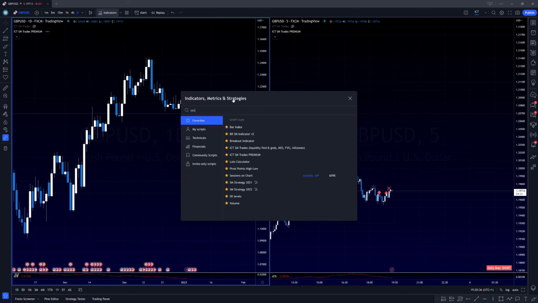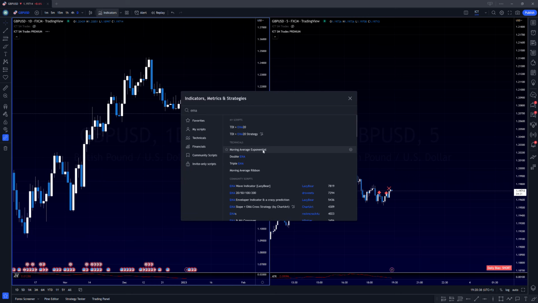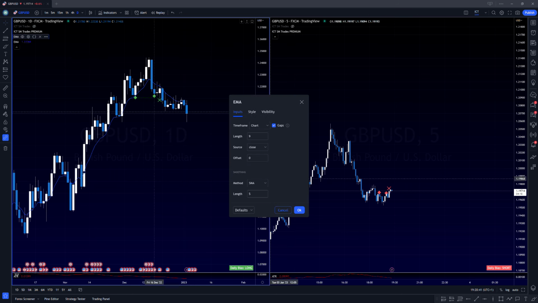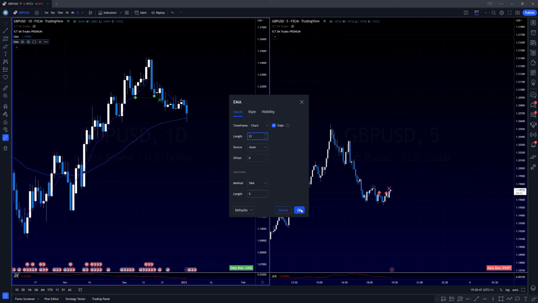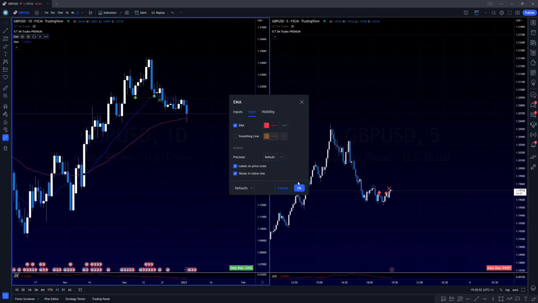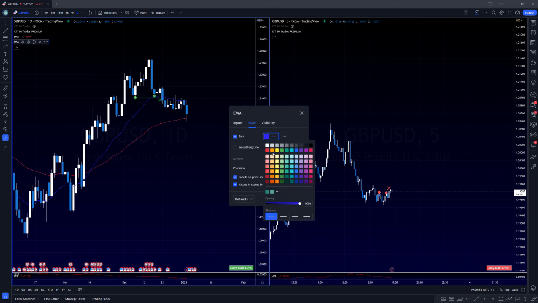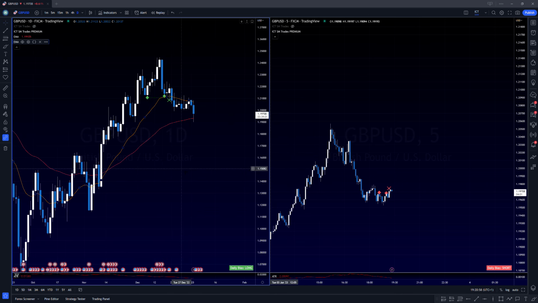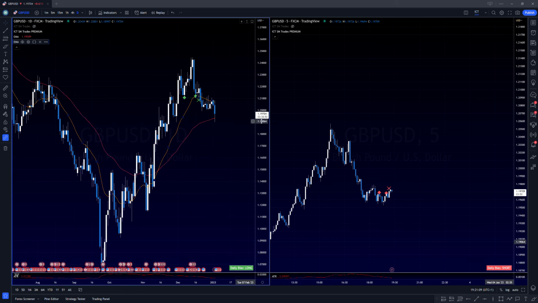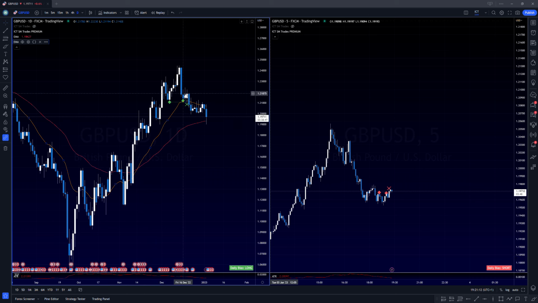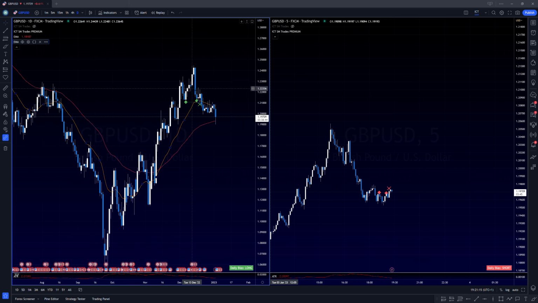Because if I add here EMA, moving average exponential, the first I set to 55, the second I set to 21. I set this 55 to red and this 21 to orange. As we can see, the orange is at the moment above the red, and the higher the length of the EMAs are, the bigger the frame you are considering. So this is the bigger frame and we are in the uptrend in this bigger frame.